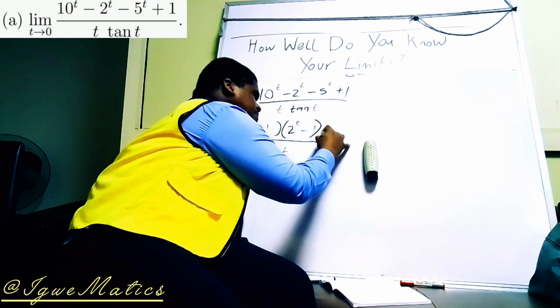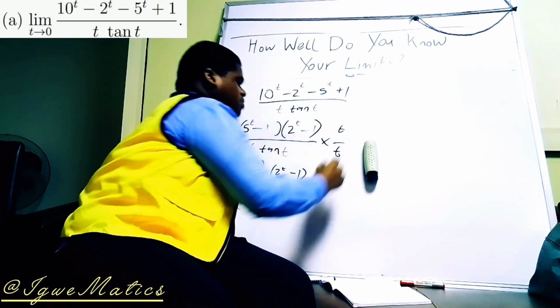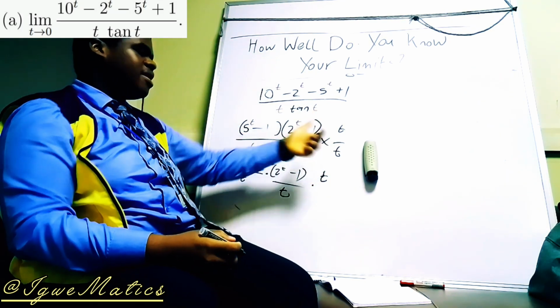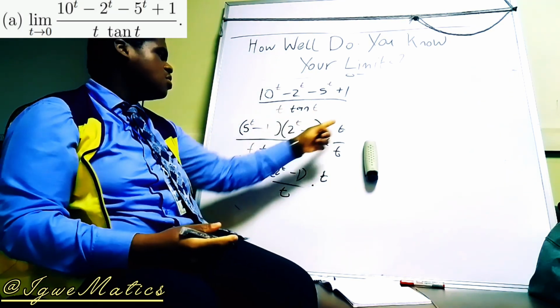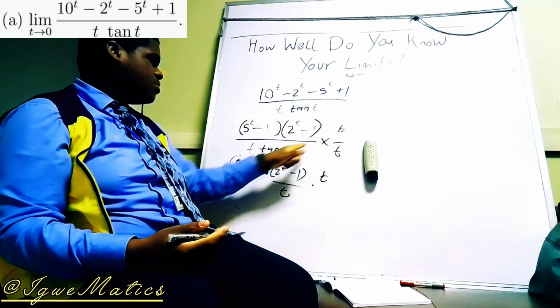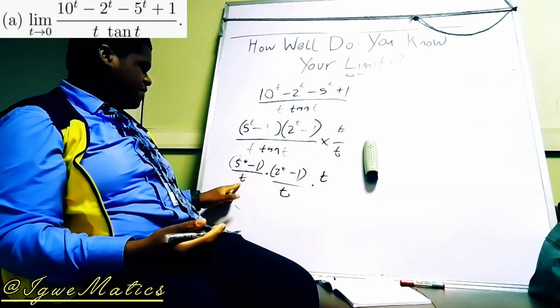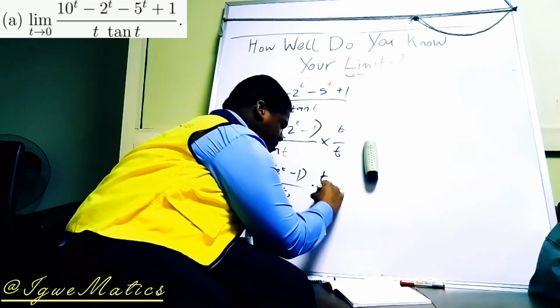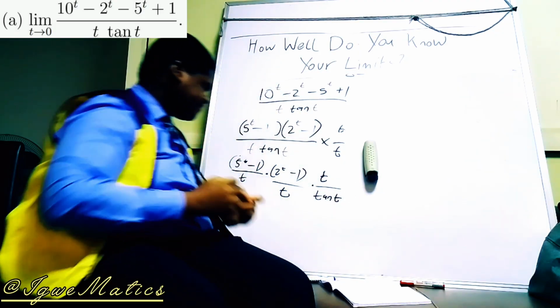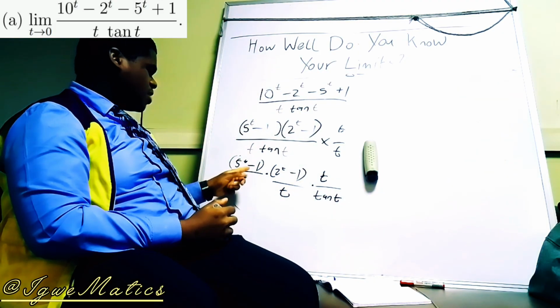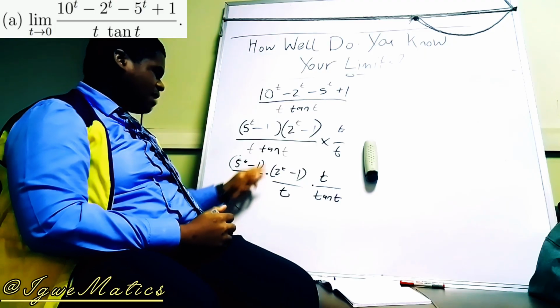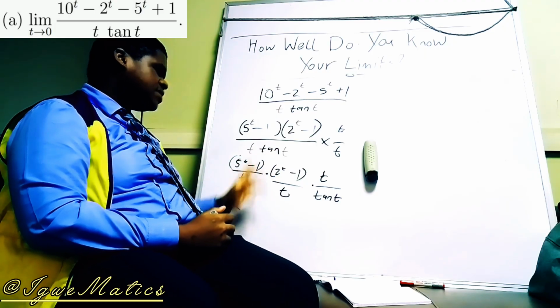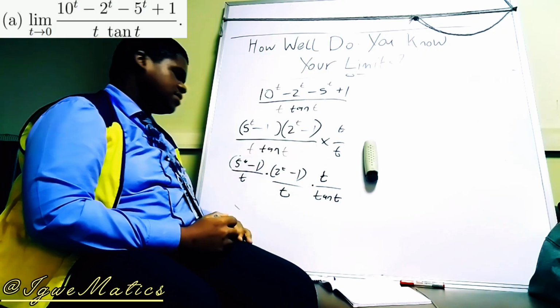It's basically just multiplying here by t over t, and t over t is 1. So multiplying by 1 gives us the same thing. So we're multiplying here by t and we're multiplying the numerator by t. We're using one t in the first expression, we're using a second t in this next expression, and finally we're left with divided by t here. So we have 5 to the power of t minus 1 divided by t times 2 to the power of t minus 1 divided by t times t divided by tan t.